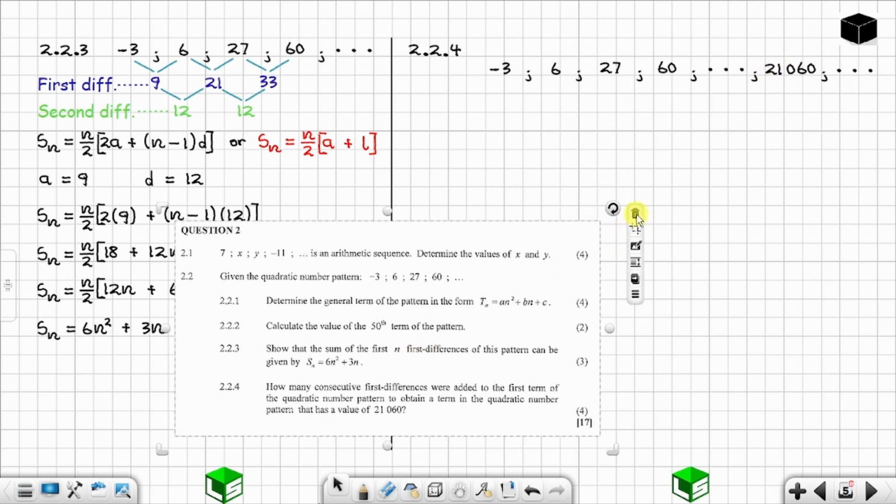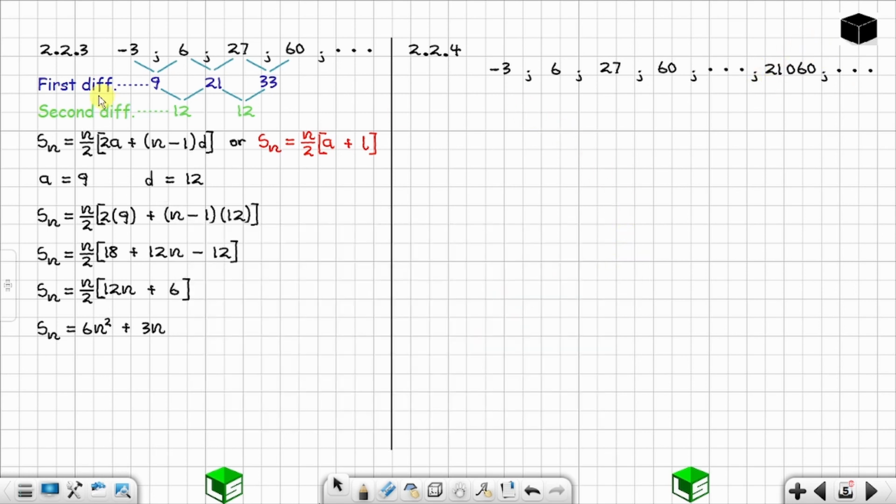Let me close this. So if you get the first differences as we did in the previous question, this is what we have, right? Between -3 and 6, the difference is 9. Between 6 and 27, the difference is 21, right? Between 27 and 60, the difference is 33, as you can see. And so the common difference here is 12. Between 9 and 21, it's 12, and between 21 and 33, the common difference is 12. So you have 12, 12, 12, 12. Okay, so these are our first differences, right? And these are our second differences.